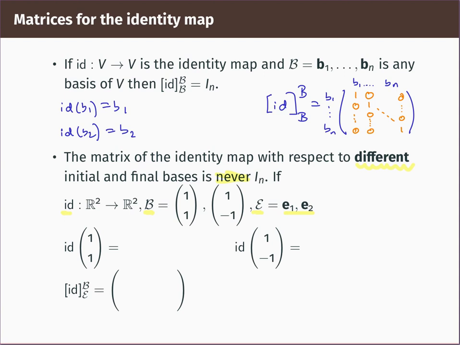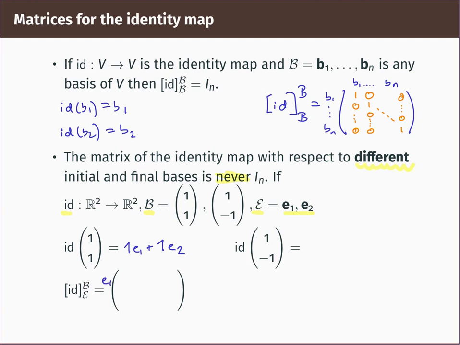Let's work out this matrix. So if we want the matrix with respect to initial basis B and final basis E, I have to do my linear map to each of the elements of the basis B in turn and express them in terms of the final basis, curly E. So here is the identity applied to the first element of my initial basis B. That's the identity of (1, 1). Well, of course, that's just (1, 1) again. And (1, 1) is equal to 1 times E1 plus 1 times E2.